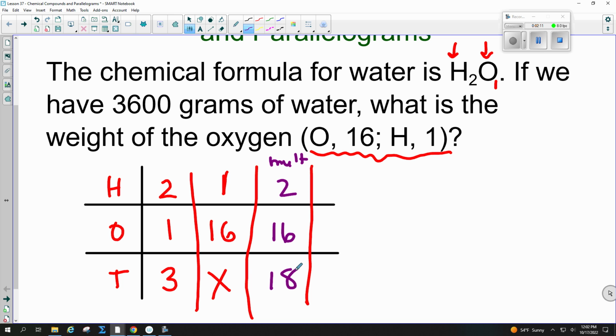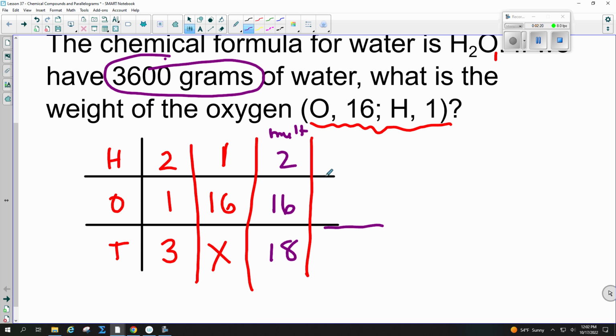All right, and then it says we have 3,600 grams of water. That would be our total. What is the weight of the oxygen? So that's where we put our X. And we cross multiply with just what we have. So you don't need this top one. We're going to cross multiply here.